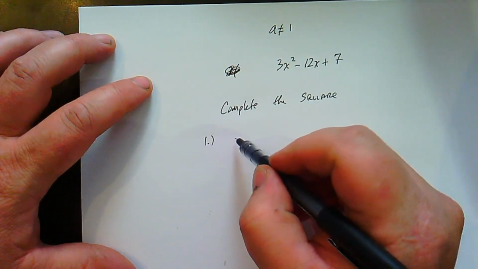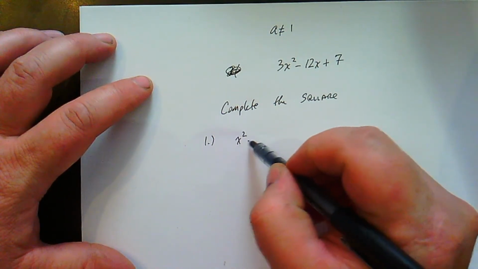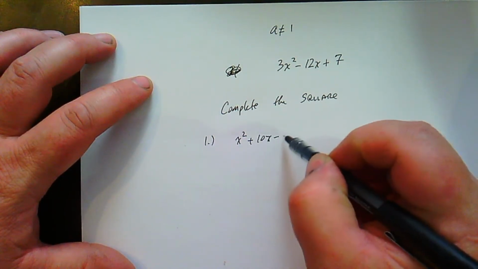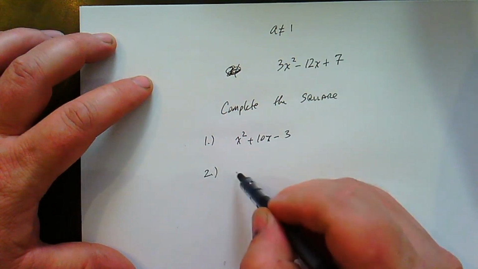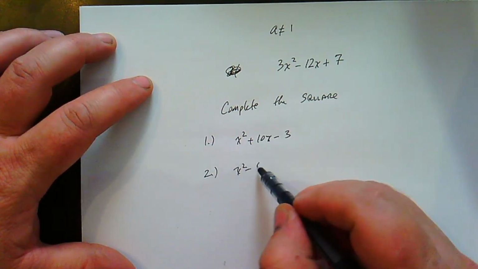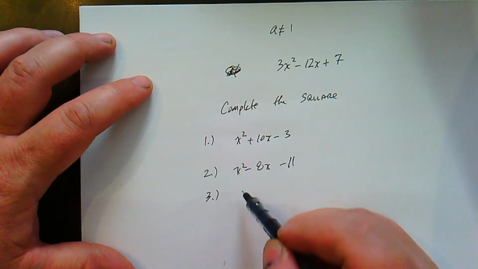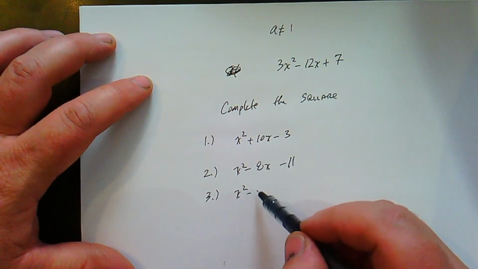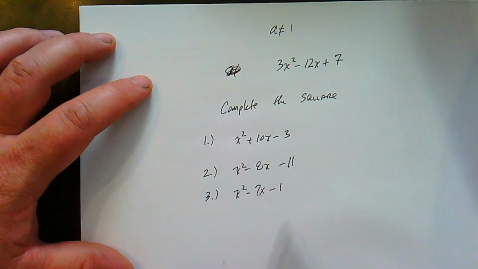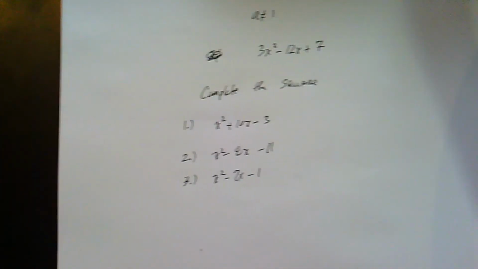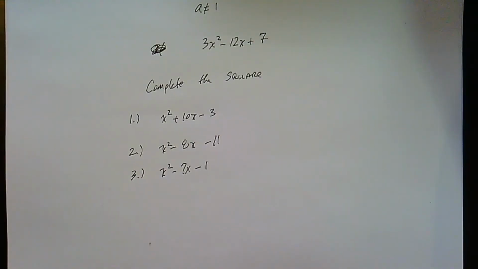Number 1, let's do x squared plus 10x minus 3. For number 2, let's do x squared minus 8x minus 11. And number 3 is going to be a tricky one. Let's do minus 7x minus 1. So try those 3 right there.